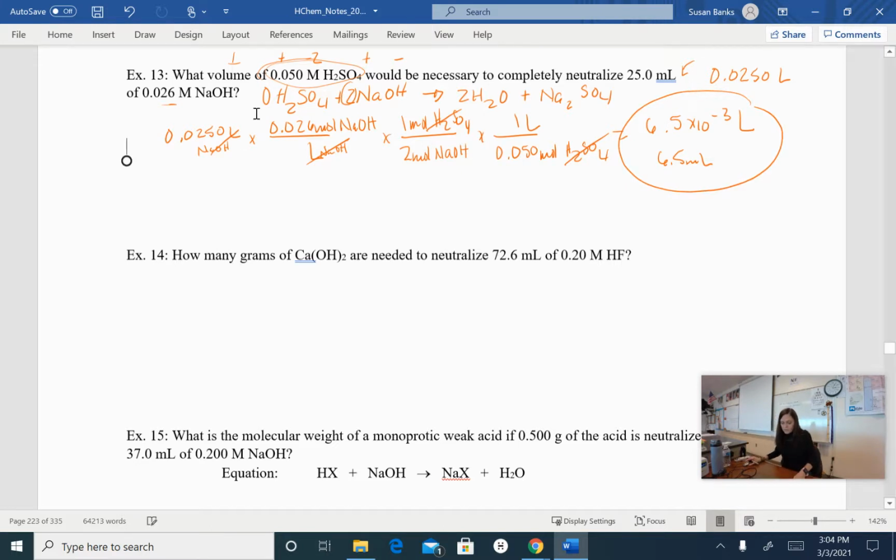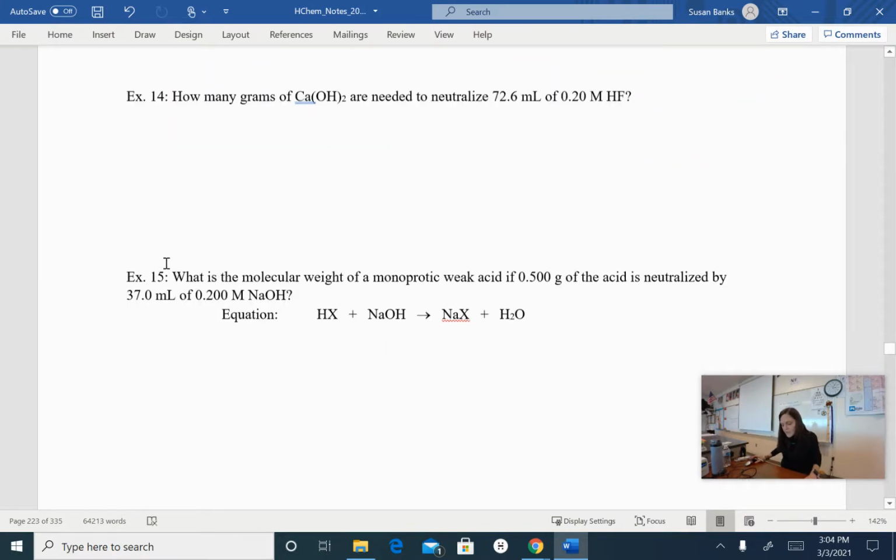All right, number 14. How many grams of calcium hydroxide are needed to neutralize 72.6 mL of 0.2 molar hydrofluoric acid? Equation. So calcium hydroxide reacting with hydrofluoric acid. I can already tell I'm going to have to double this because I'm going to make calcium fluoride, and I'm going to need 2 fluorides to deal with that plus 2 calcium because fluorine's a -1. And I'm going to need to make 2 waters. Okay, so there's my molecular equation.